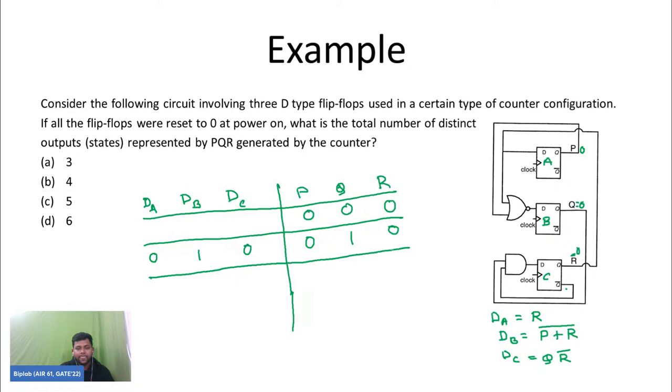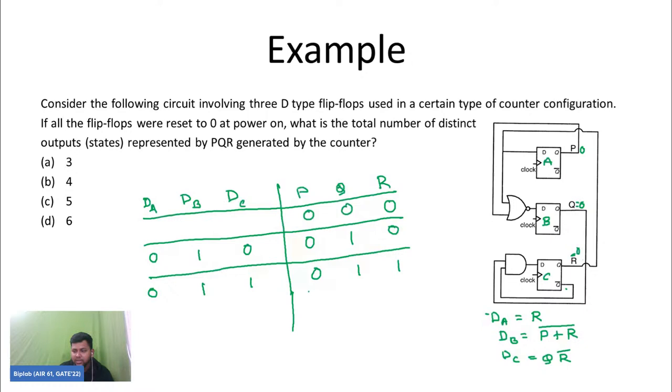Then what will be the next input? DA will be equal to R, which is still zero. And what will be DB? That is (P plus R) whole bar, which again remains one. And DC is equal to Q into R bar. Now Q is also one and R bar is also one, so DC will change to one. So what will be the output? 0, 1, 1 again, because of the D latch. This is a transparent latch.